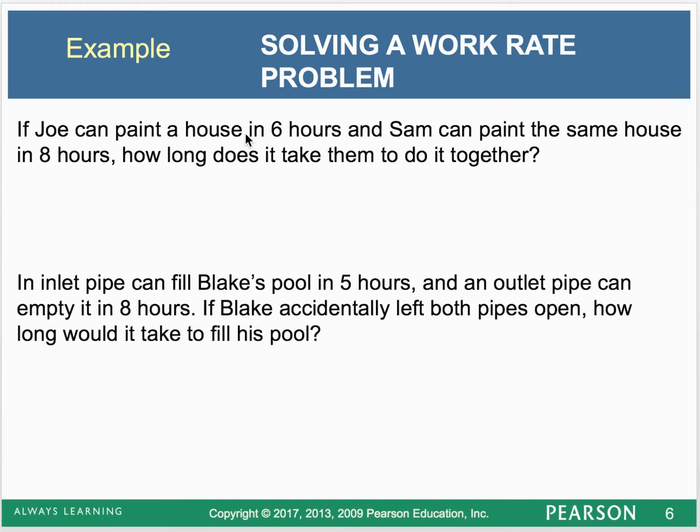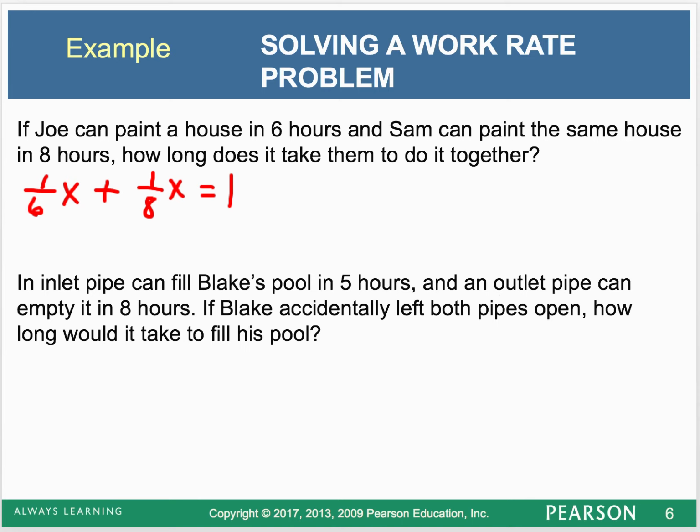So if Joe can paint the house in 6 hours, he can do 1/6 of the house every hour. And if Sam can paint the same house in 8 hours, he can do 1/8 of the house every hour. If they're going to work on it together, we're going to add those. Now, here's something that you might not think of, but what I want this to equal is 1. It's always going to equal 1. When do we have 1 whole house painted? 1 whole pool filled, right? 1 job completed.